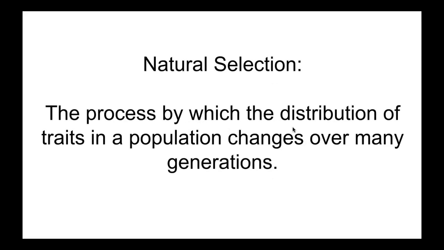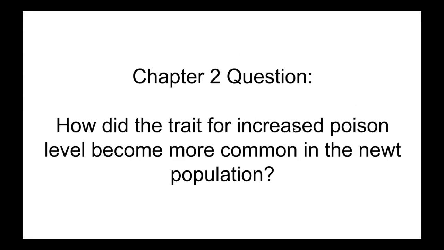So natural selection is the name of the process where the distribution of traits changes over time. Our question for chapter 2 is how did this trait of increased poison level become more common? So it's directly tied to natural selection. In order to answer this question completely, we're going to take another look at the claim additions and see which one is best supported by evidence. And this is going to help us make the most complete and accurate explanation.